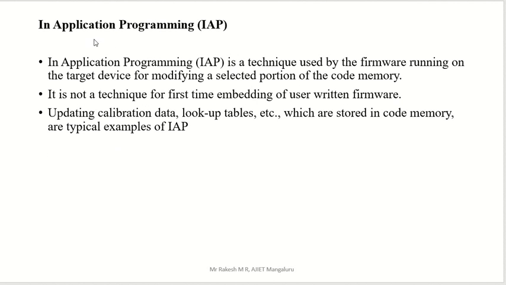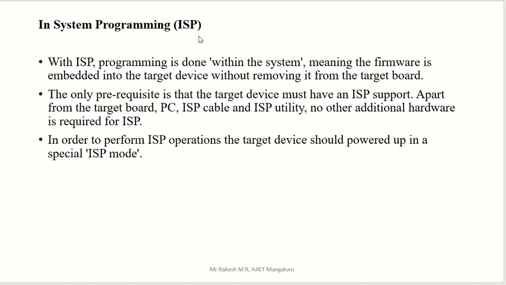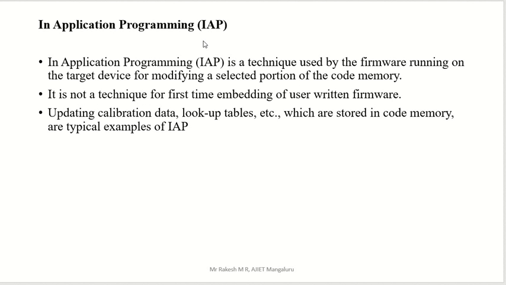The third one is in application programming, IAP. The previous one is ISP, here IAP. Simply we can tell, this is used for updating purpose only. We can't load initial software there. We can use it for updating purpose.